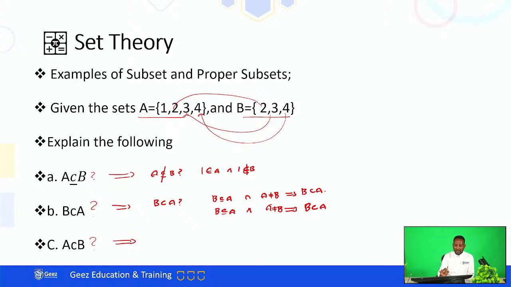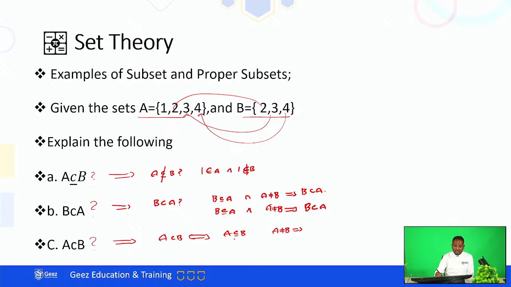All right. Is A a proper subset of B? To say that A is a proper subset of B if and only if A is a subset of B and A is different from B, or B is different from A. Does this satisfy? Question C. Does this satisfy?